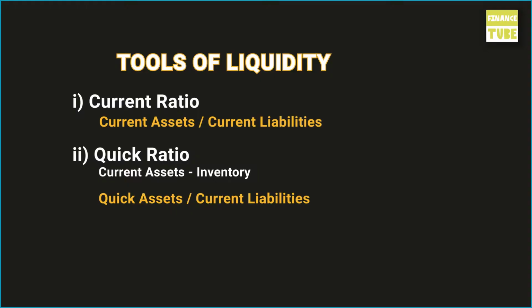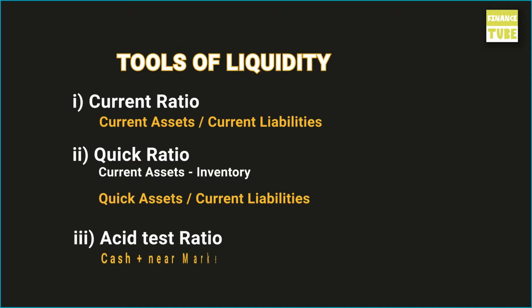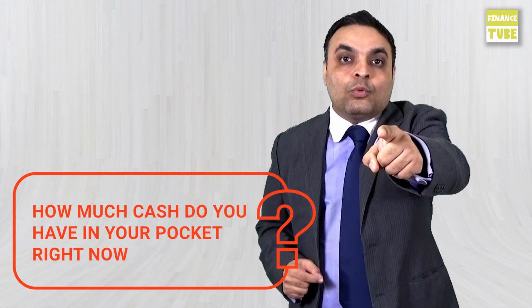Ratio number three, acid test ratio. Acid? What are you talking about? You are using the word acid in finance. Yes, this is the only place where we use the word acid in finance, and that is acid test ratio. Acid test ratio talks about your cash plus near marketable securities by your current liabilities to find out how much of your cash can cover your current liabilities. It's like asking you a question, how much cash do you have in your pocket right now? So friends, these are the three tools of liquidity that we learned today.